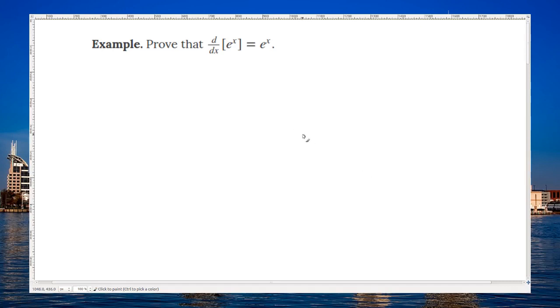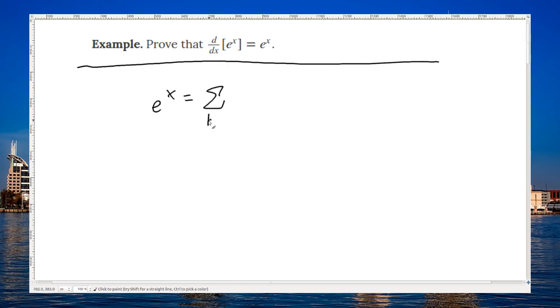Proving that e to the x is its own derivative is one of those classics. If we are allowed to assume that we know the power series of e to the x, we're assuming that e to the x is equal to the sum from k is 0 to infinity of x to the k over k factorial: 1 plus x over 1 factorial, x squared over 2 factorial, x cubed over 3 factorial, and so on and so forth.